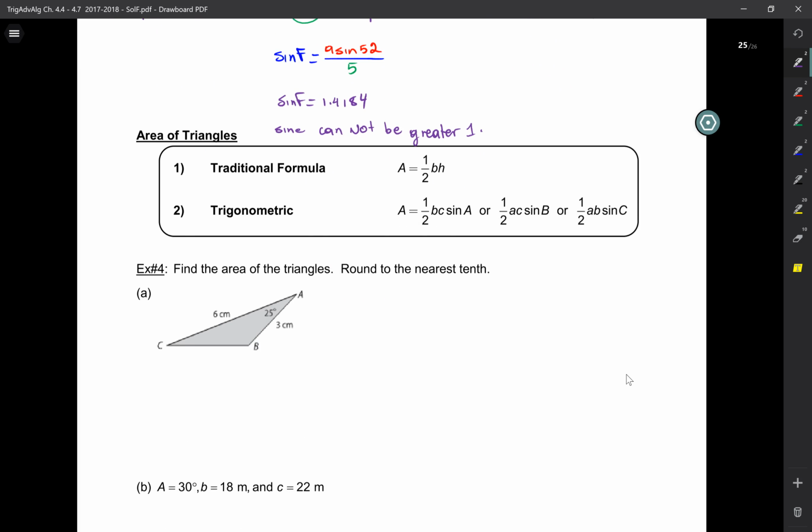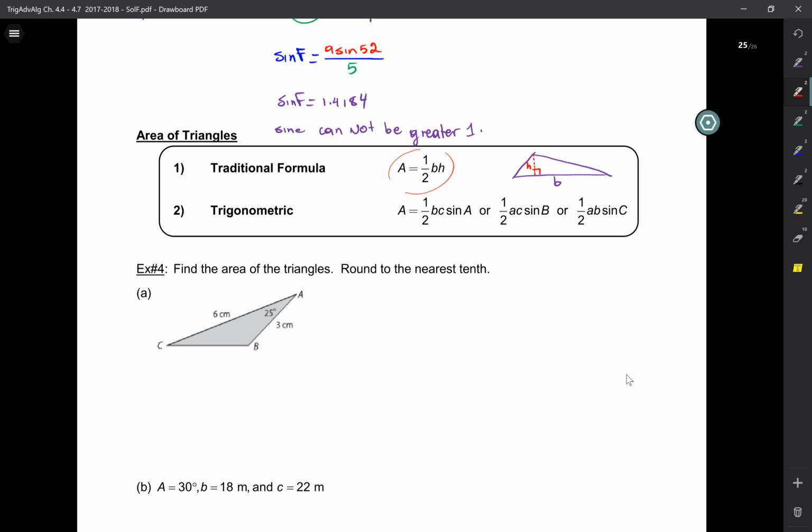So traditionally, when I have a triangle like this, and I want to find the area of it, well, if this is the base of it, then I draw a perpendicular line down, and that is the height. And then the formula was always A is equal to half base times height. Okay? Well, that's the traditional one.